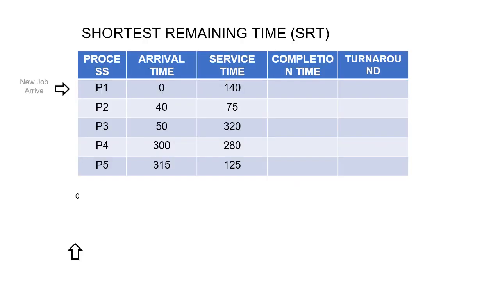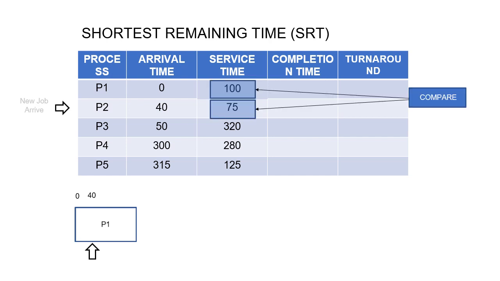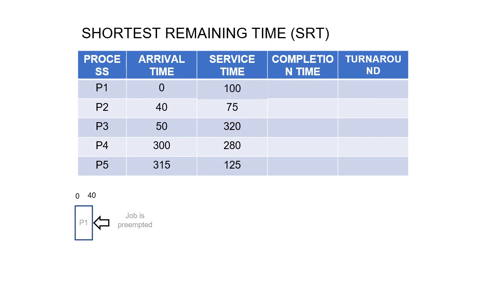Job P1 will arrive at 0 seconds and start first. While executing P1, job P2 arrives at 40 seconds. Job P1 stops, and the remaining time becomes 100 seconds. After that, the operating system compares the remaining time of P1 and P2. P2 has the shorter remaining time, so it executes first.